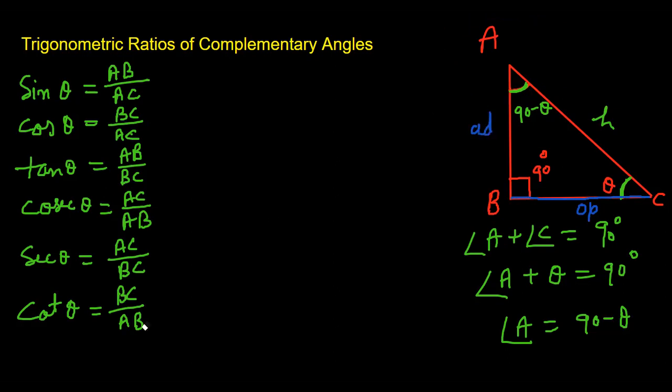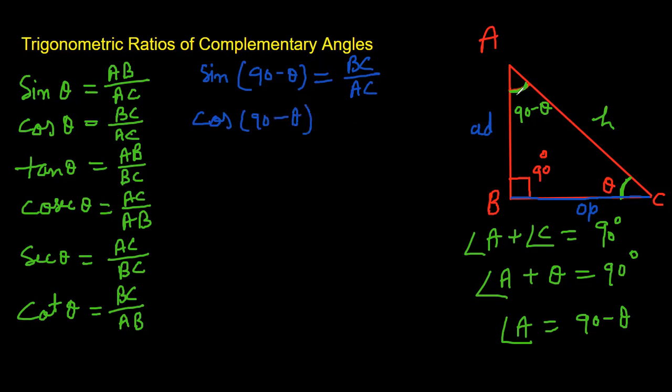The rest we can write, the trigonometric ratios for angle A, that means 90 minus theta. So we can say sine of angle A, which is 90 minus theta, sine of A would be opposite by hypotenuse, that is BC divided by AC. Similarly, we can define cos of 90 minus theta.